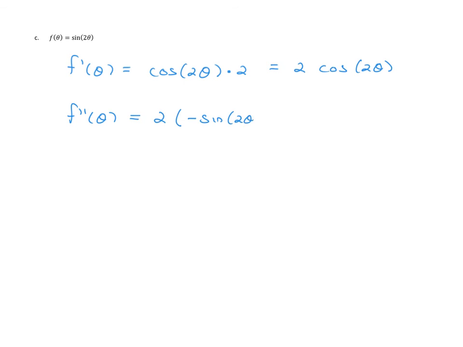The first derivative of f of theta is going to be cosine of 2 theta, and then by the chain rule we get times 2, or 2 cosine 2 theta. The second derivative of f with respect to theta would be, okay, we get 2. The derivative of cosine is negative sine of 2 theta, and by the chain rule we have to multiply by 2. And this would be negative 4 sine of 2 theta.